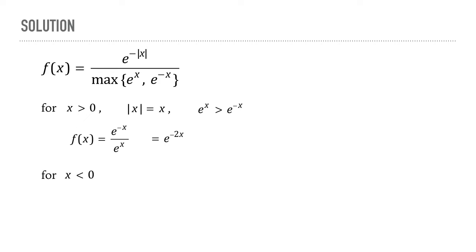When x is negative, then the absolute value of x can be written as minus x, and in this case e to the power minus x is greater than e to the power x, which means the function can be written down as e to the power x divided by e to the power minus x, which can be simplified as e to the power 2x.